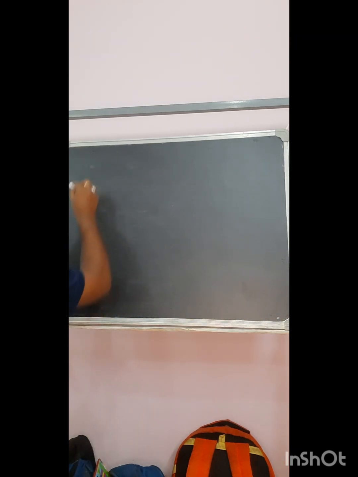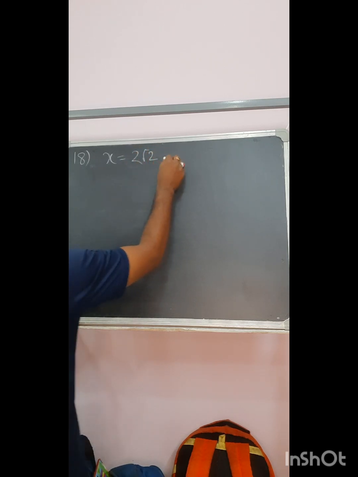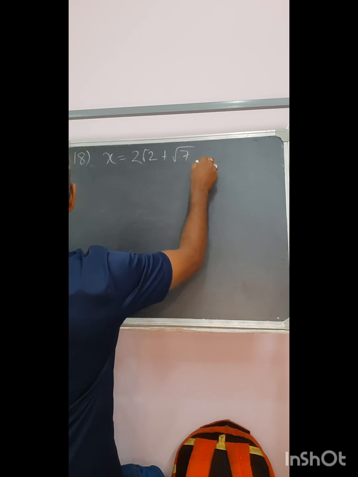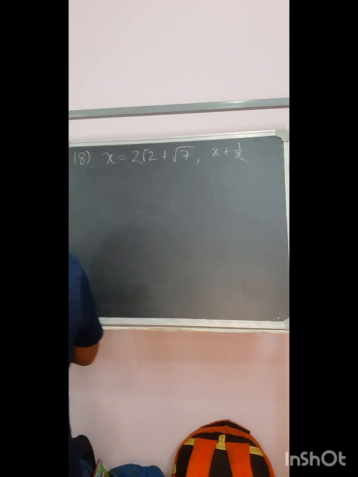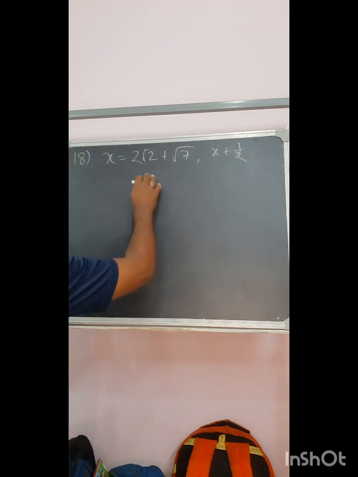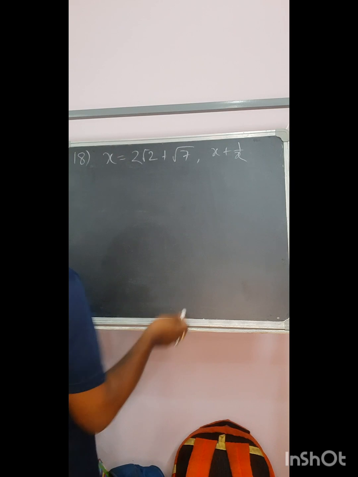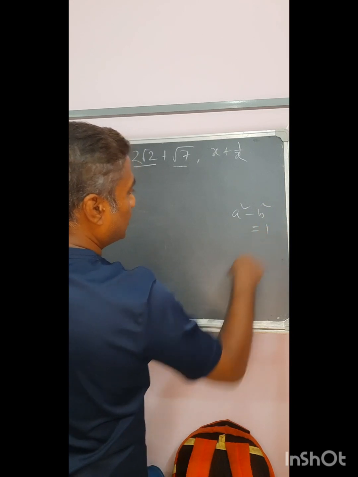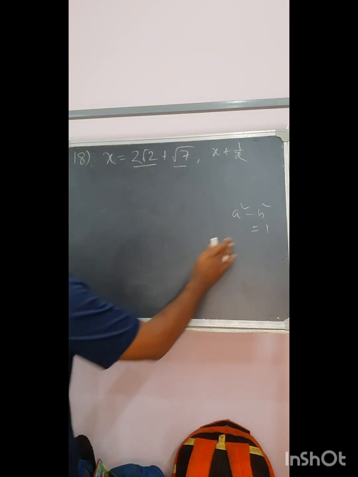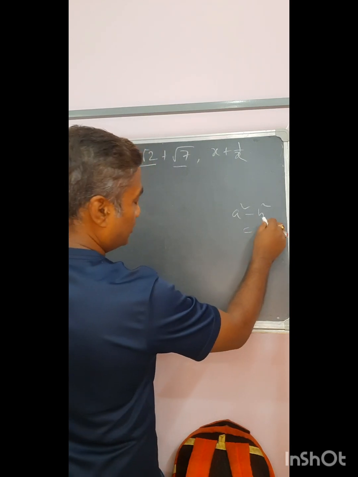The next one is 18. It says if x is equal to 2 root 2 plus root 7, then find x plus 1 by x. One concept you know is that the reciprocals of such surds are conjugates of each other. Now you have to find whether it can be brought into conjugate form, because the term a square minus b square has to be 1, then only a square minus b square will be such that it can be a rational number.